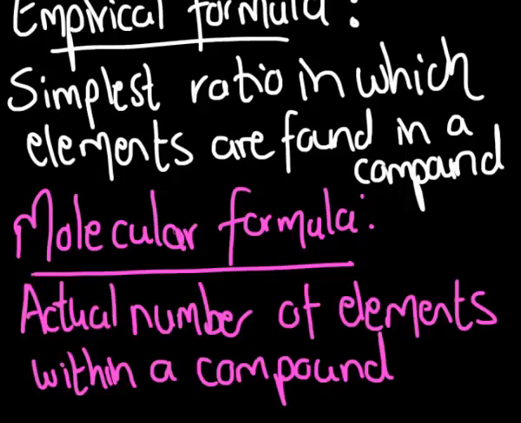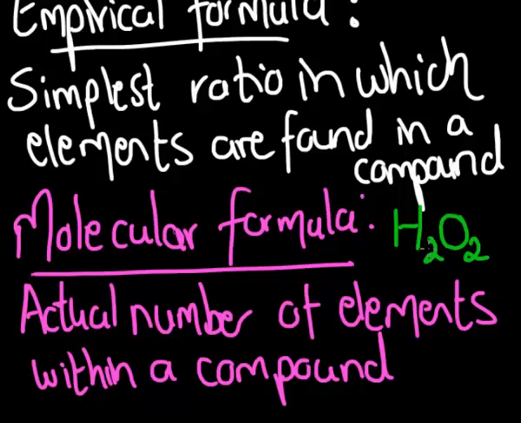Let's, for example, use hydrogen peroxide as our example here. Hydrogen peroxide is H2O2, and that's the actual number of each element within this hydrogen peroxide compound. So that's seen as my molecular formula.